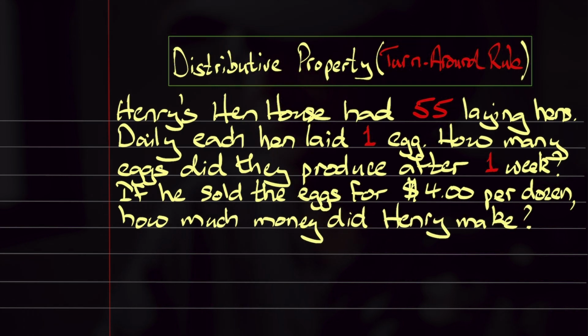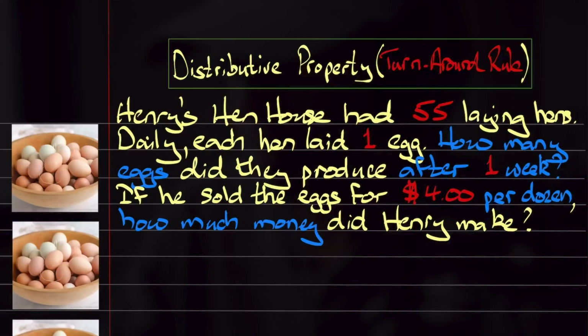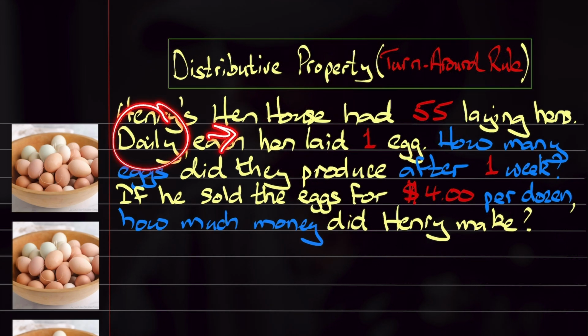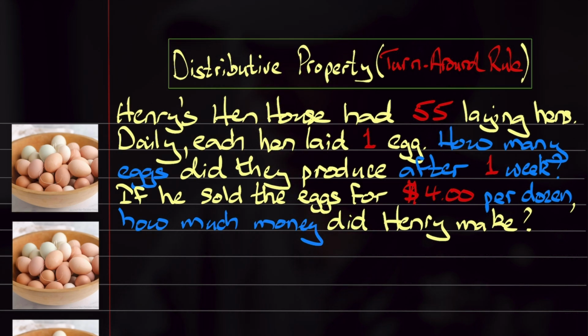The only way we're going to find out how much money he makes is by understanding that in 1 week, we've got 7 eggs for each of his 55 hens. Because the question clearly says after 1 week. Then he's selling them for $4 per dozen. A dozen, of course, is 12. How much money is that?